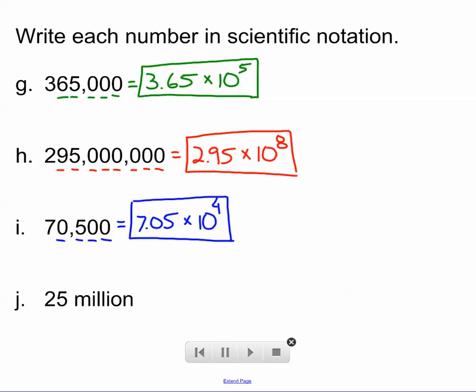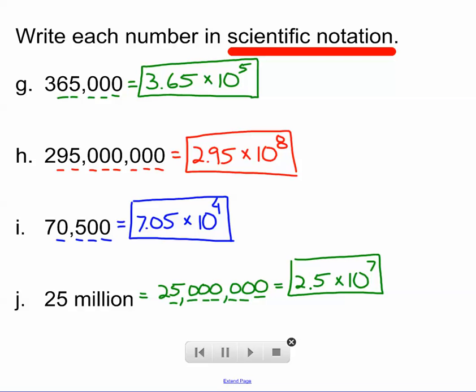All right, 25 million. First of all, let's write that in standard notation. Here's 25 million. So we're going to write that as 2.5 times 10 to the 7th.